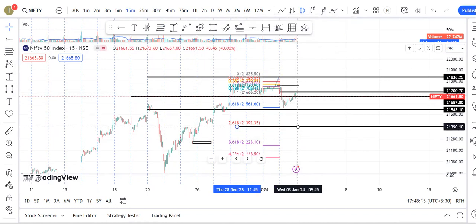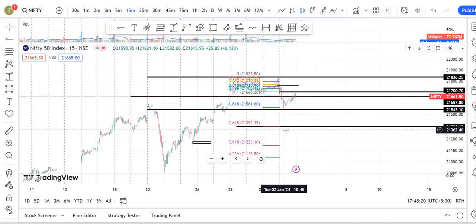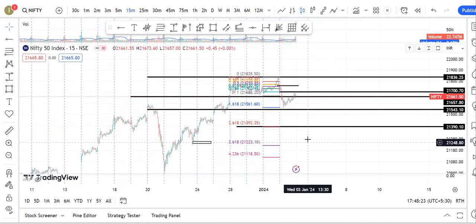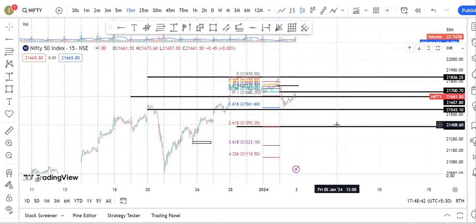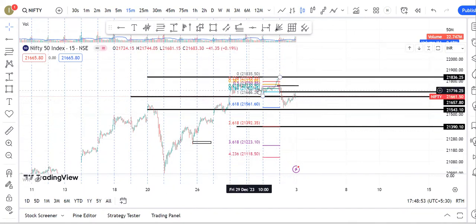So 2.618 comes to 21,392. That is a Fib level. See, it's so beautiful. If you go in any way, the mathematical calculation also arrives at the same levels, almost a little bit, 10 or 15 points in difference, you are getting the same level. There is a high probability of Nifty correcting to this level since it has violated the structure in this area.